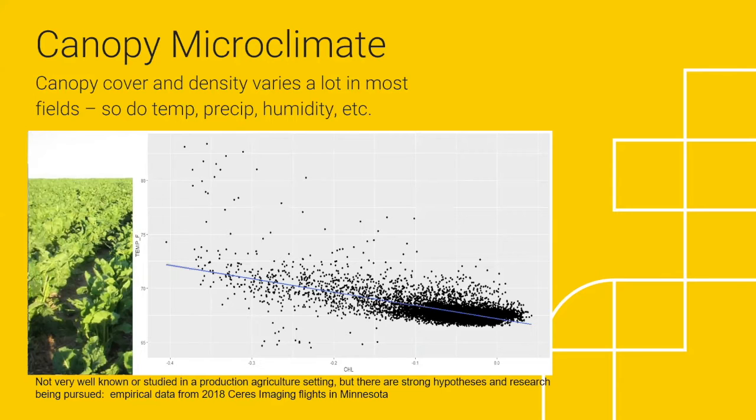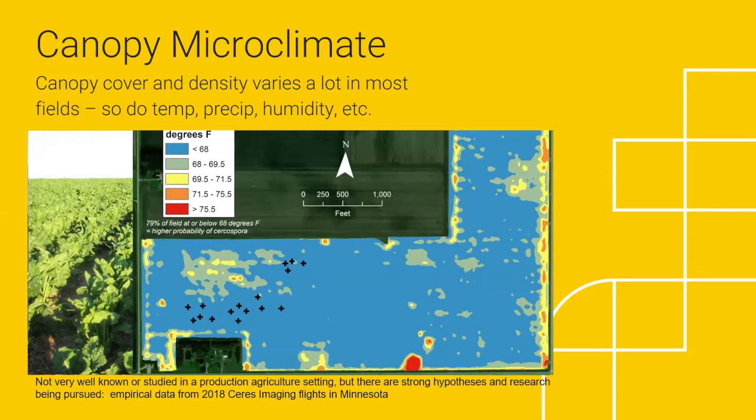Now, in this particular field, you see the little marks here. These little hash marks are the only locations where we saw Cercospora early in the season. There was no evidence of Cercospora anywhere where the canopy temperature was hotter.